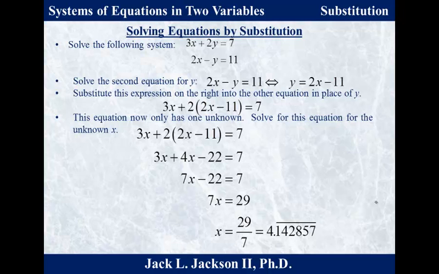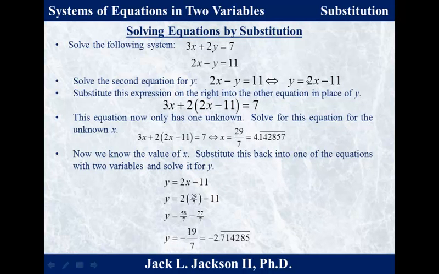Now once we have x, how can we find y? Take this x and take any one of these equations, the original two or this one solved for y, and plug the 29 sevenths in place of the x, say in this one or this one or this one, and then solve the equation you have for y. So this one's already solved for y, so I just used it. So I'll let x be 29 sevenths here, and 2 times 29 sevenths is 58 sevenths, minus, and then get a common denominator, 11 is 77 sevenths.